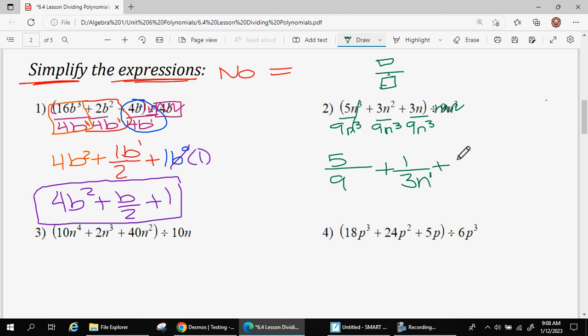Again, 3 divided by 9 is 1 over 3. Same idea. I have n to the first power divided by n to the third. So I'm going to do my bigger number minus the smaller one. So 3 minus 1. My bigger exponent was on the bottom, so my answer will be on the bottom, and that's 3 over 2. And that is my final answer.